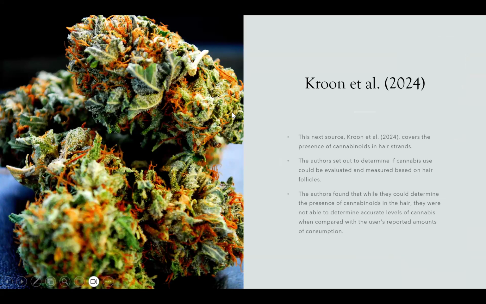The authors found that while they could determine the presence of cannabinoids in the hair, they were not able to determine accurate levels of cannabis when compared with the user's reported amounts of consumption, meaning that the research showed that the presence of cannabis was there, but they weren't able to correlate that to the amount that an individual reported using, and they were not able to measure when the reported use took place.